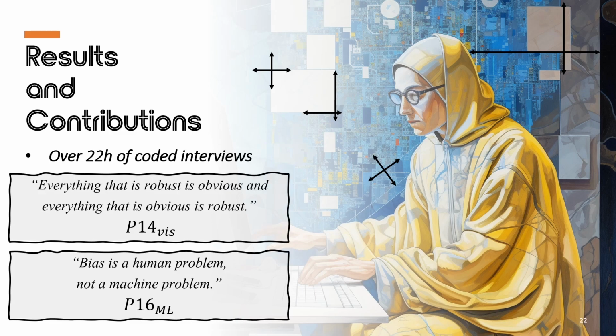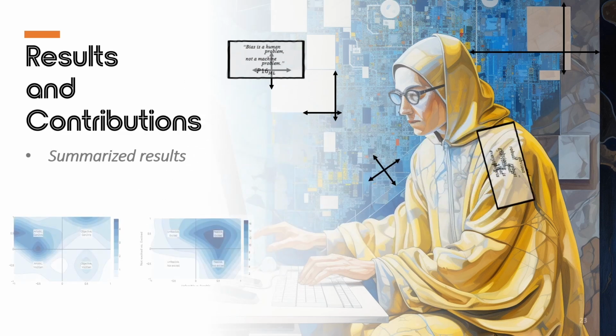We used Otter.ai to transcribe into text. Then three of us analyzed them. We tried to identify key ideas and quotes that represented them. So, for example, subject 14 from visualization suggested at one point that everything that is robust is obvious and everything that's obvious is robust. And then we have another example from subject 16, a machine learning expert, saying that bias is a human problem, not a machine problem. And we will see in the paper these quotes being placed where they belong, in the right context, at the right point of discussion.